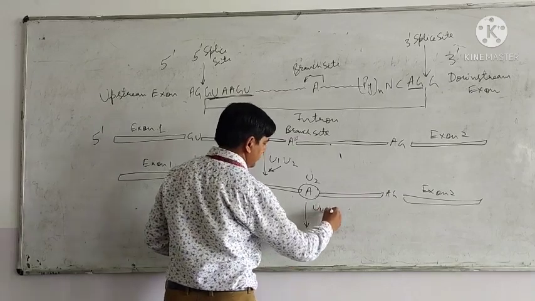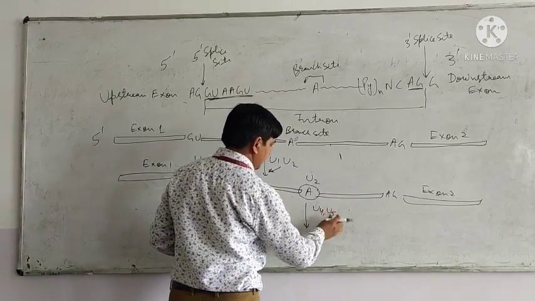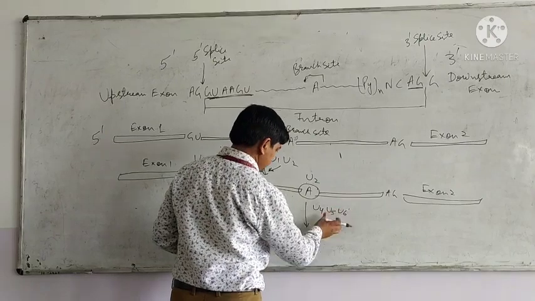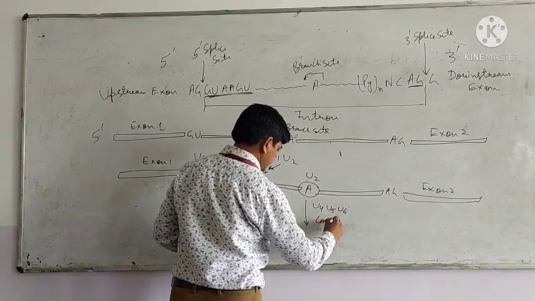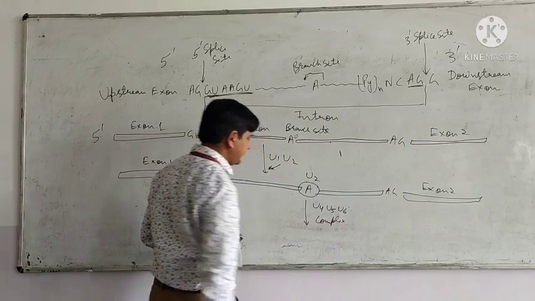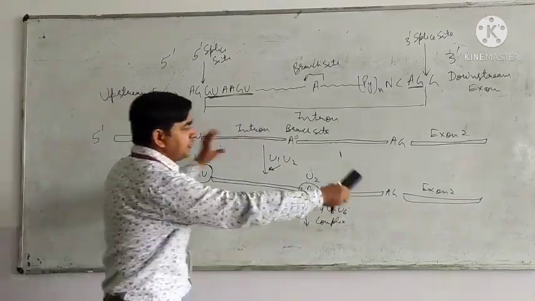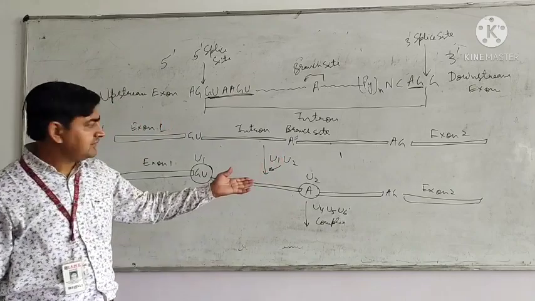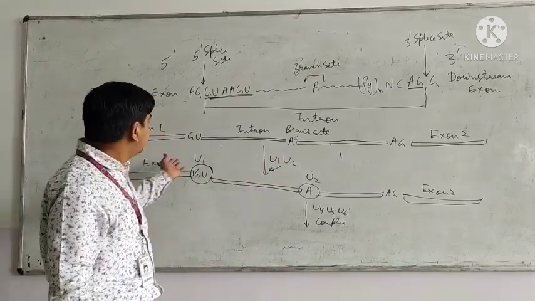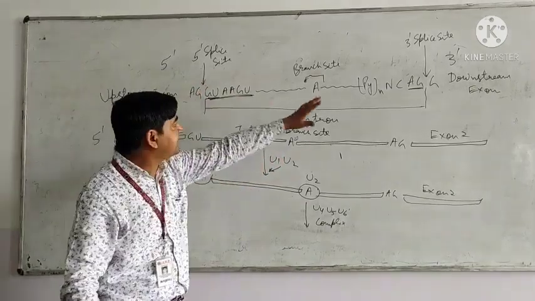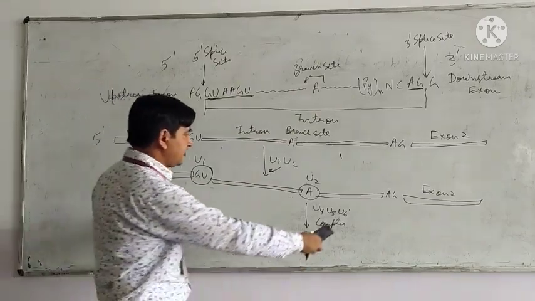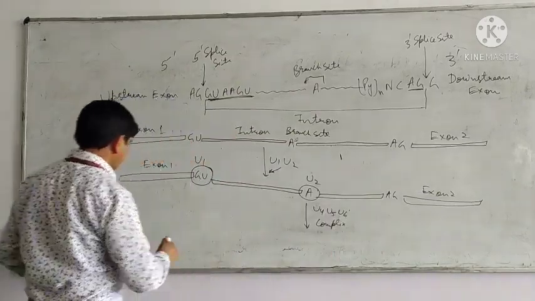Okay. Now a complex of U4, U5 and U6 comes and joins in such a way that these exons come very close, so that the splicing process occurs, and these splice sites come near, and this intron will be removed. Okay.